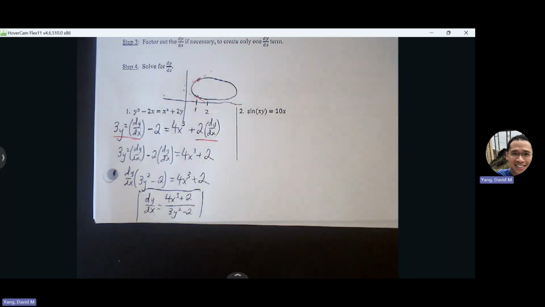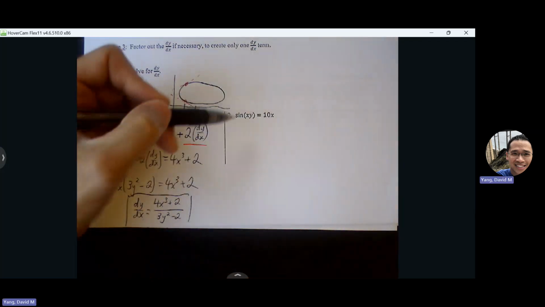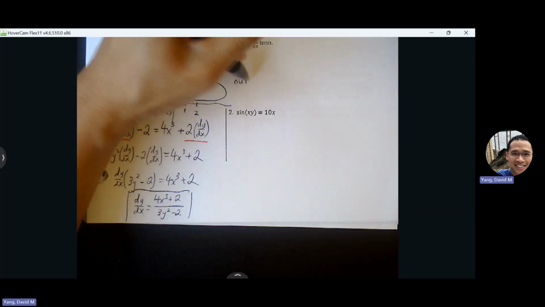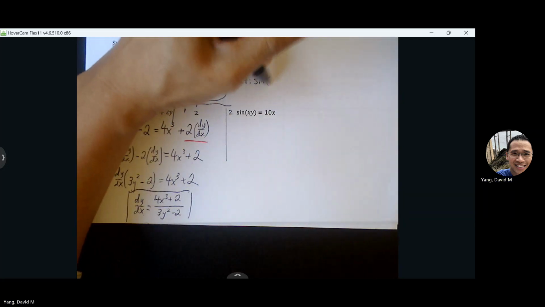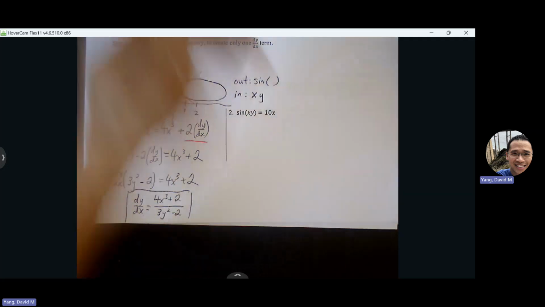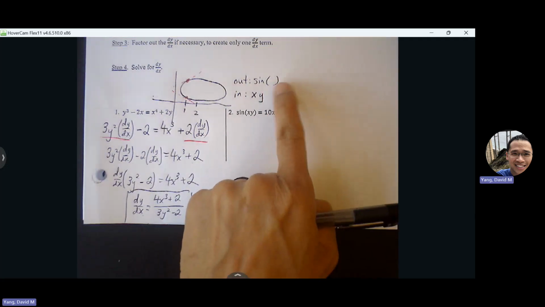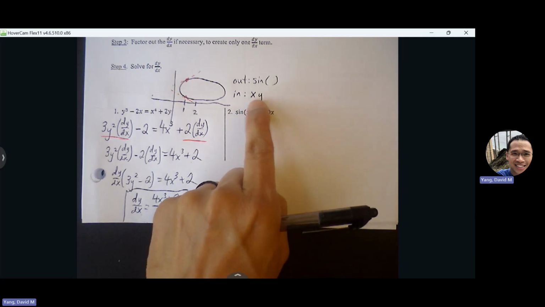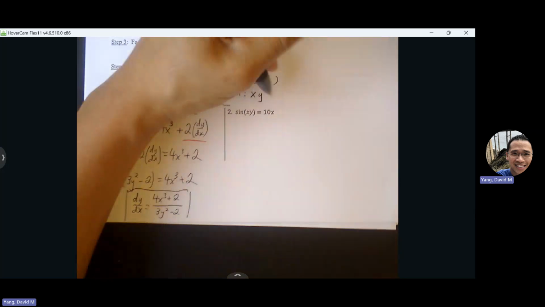All right, so example 2, sine of xy equals 10x. So this is definitely going to be a chain rule. So we have the outside function being sine, and we have the inside function being x times y. So sine's derivative we know is cosine, and then x times y, we've got to go through what? If I want to find the derivative, product rule, yeah.